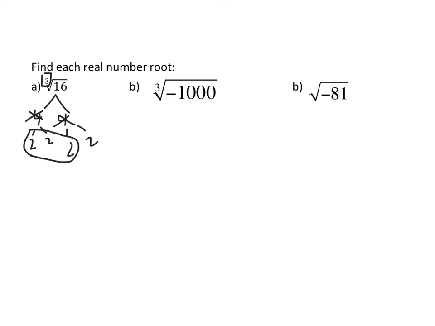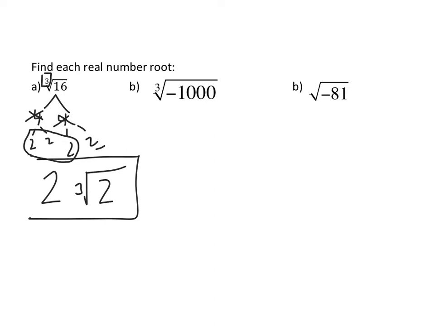Okay, so just like when we did this with square roots, we're going to bring one group out. So there's one 2 out there. We had a 2 that was left behind, so we're going to put 2 inside of a cube root. That's my answer there. Now let's look at this one.